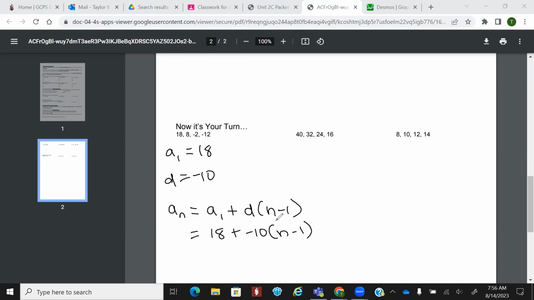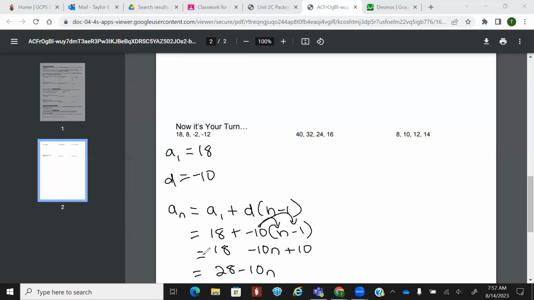And now we're going to distribute this guy. We want to get rid of this parentheses, right? So we're going to distribute negative 10. So what's negative 10 times n? Okay. And then what's negative 10 times negative 1? Negative times a negative equals, okay, so positive 10. And we're just going to bring that 18 down. Is there anything that I can combine? Okay, so 18 plus 10 is 28. So that's how we write our explicit form, right?